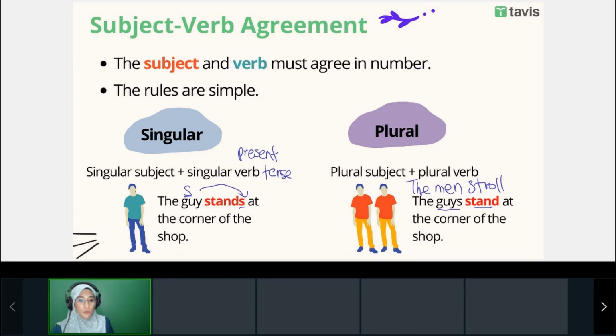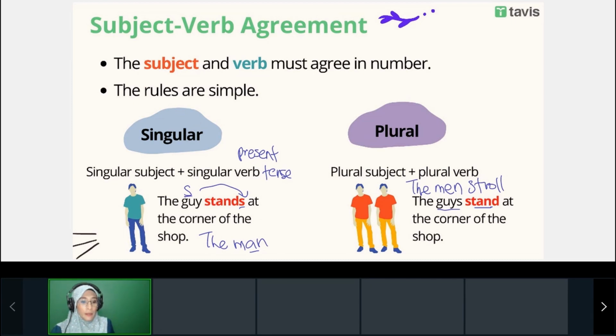The men stroll at the corner of the shop. The men, but Miss here got no S because this is the rule. For men, let me just write here. For singular, it is M-A-N, the man. The man stands. Or if you want to use stroll, then, sorry, let me just remove the arrow.